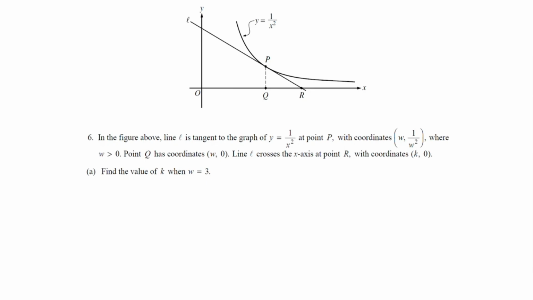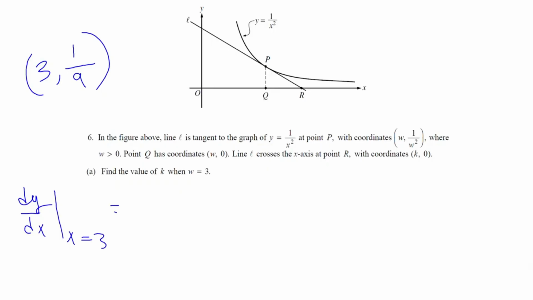k comma 0. We want to find the value of k when w is 3, which means we need to find the equation of the tangent line L. So we know the point is just the point at x equals 3, so it's the point 3 comma 1 over 9. And then we need the derivative. We need to find dy dx when x is 3. The function is x to the -2, so its derivative is -2x to the -3, or -2 over x cubed, which when we evaluate at 3 gives us -2/27.